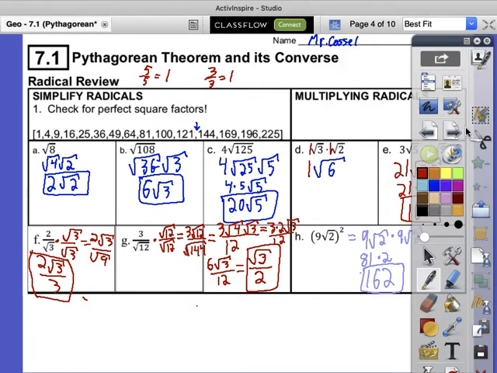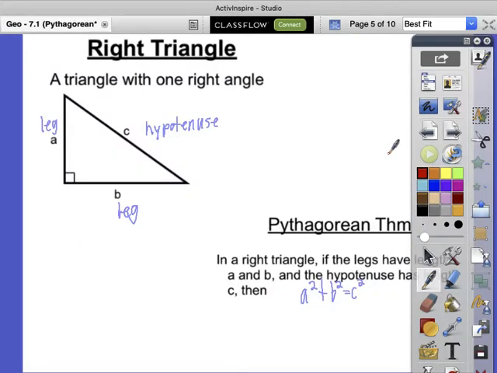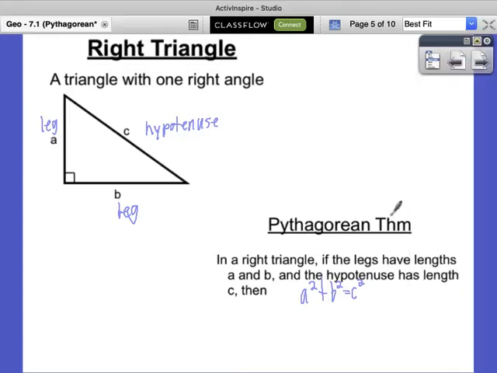So then we said a right triangle was a triangle with one right angle. We talked about the legs and the hypotenuse. We said the hypotenuse was across from the right angle. The legs were touching that right angle. Then we said we had this Pythagorean theorem: in a right triangle, if the legs are A and B, and the hypotenuse is C, then A squared plus B squared equals C squared.